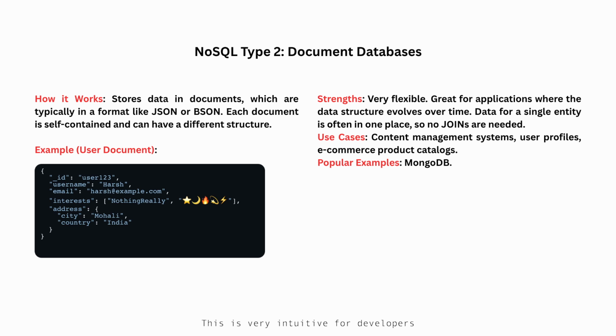This is very intuitive for developers because it maps directly to the objects in their code. Because all the related data is in one place, you often don't need to perform joins, which can make reads very fast. This flexibility is perfect for things like product catalogs, where different products might have very different attributes.